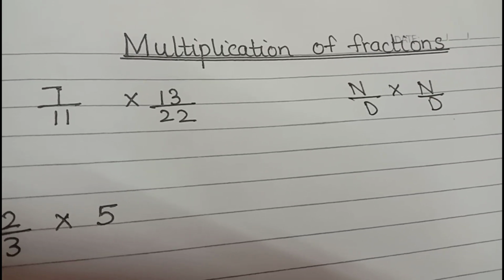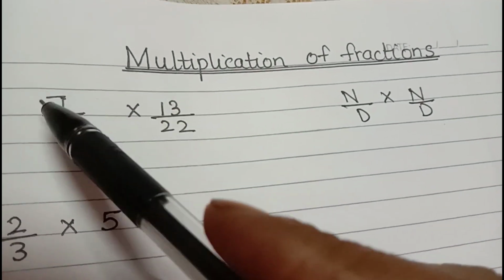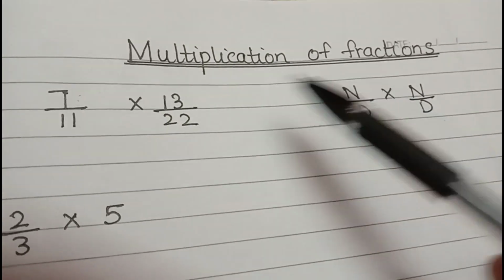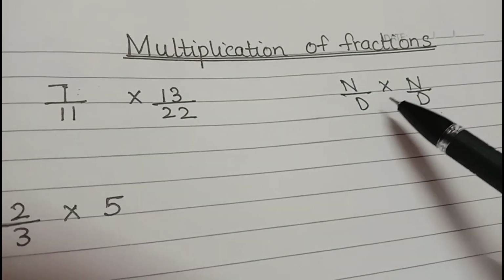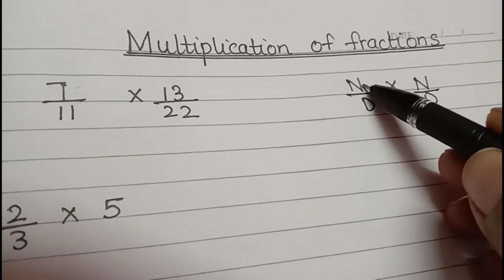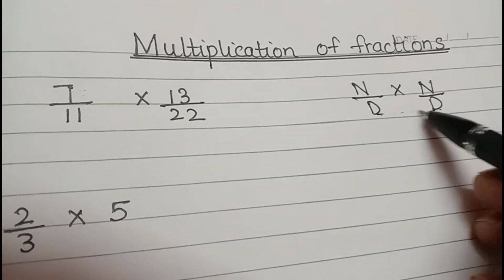So, let's begin. Children, if you see these fractions, the number on the top is known as numerator and the number at the bottom is known as denominator. And you know one thing, numerators are friends and denominators are best friends.